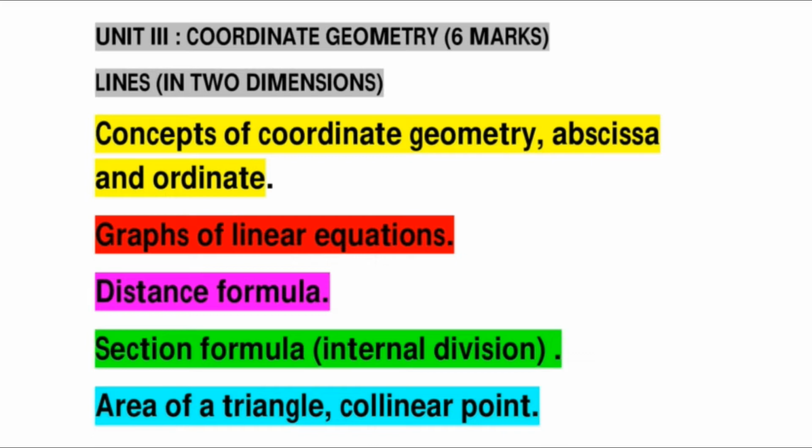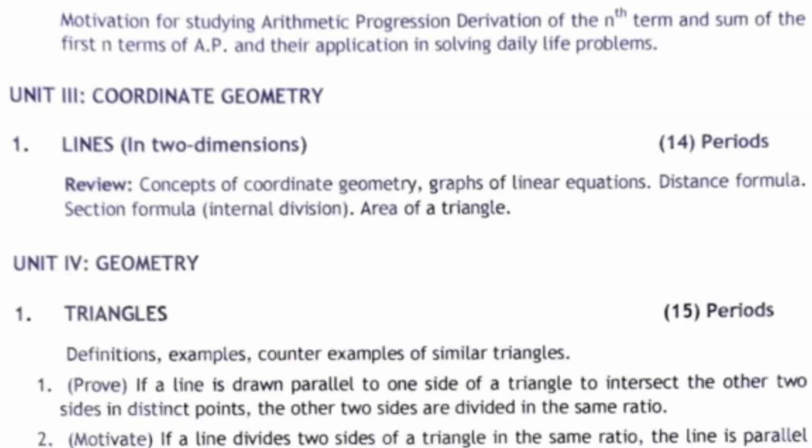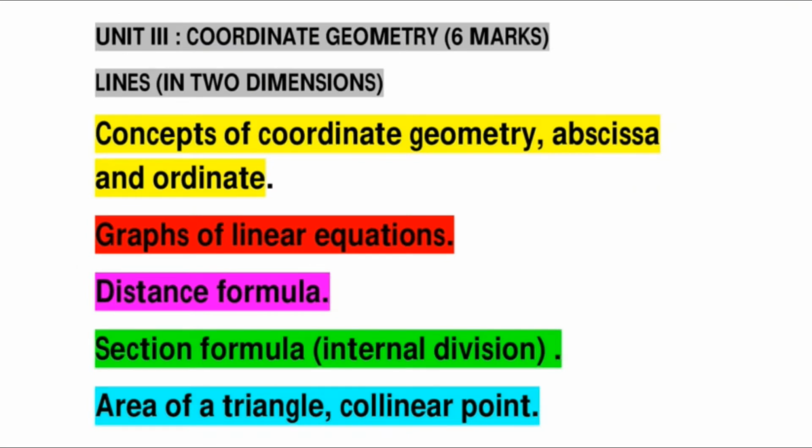So let's begin. In unit 3, that is coordinate geometry, there are 6 marks in this section, and the chapter is known as lines or coordinate geometry in 2 dimensions. Here you have concepts of coordinate geometry, graphs of linear equations, distance formula, section formula, internal division only, and area of a triangle. At first there is a basic concept related to rectangular Cartesian axes.